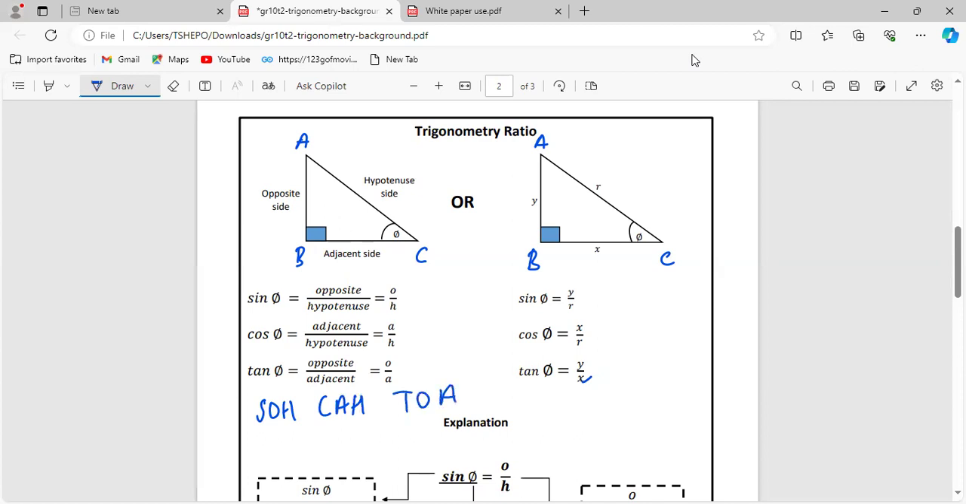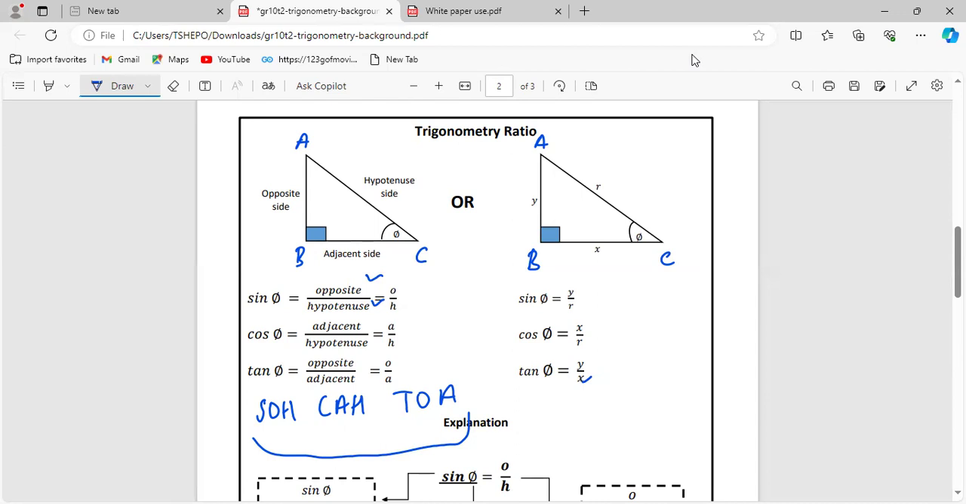SOHCAHTOA is actually a trick that everyone uses to determine the trig functions with their sides of a triangle. So have a look at S. S stands for sine, and then O is opposite over hypotenuse. Can you see that?